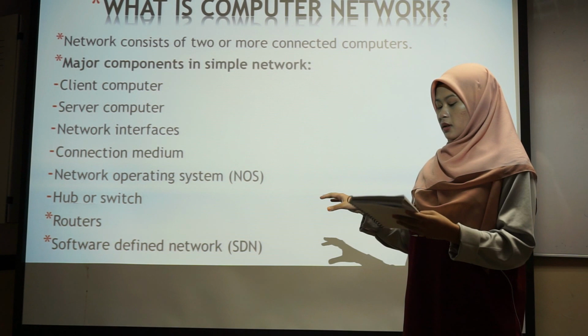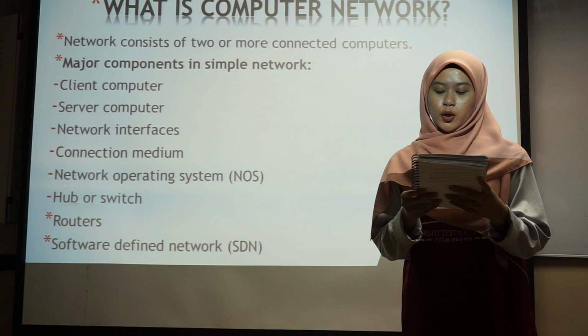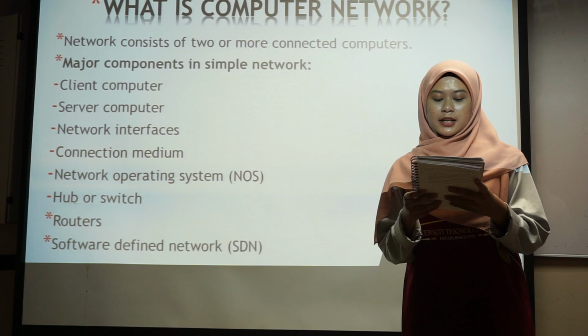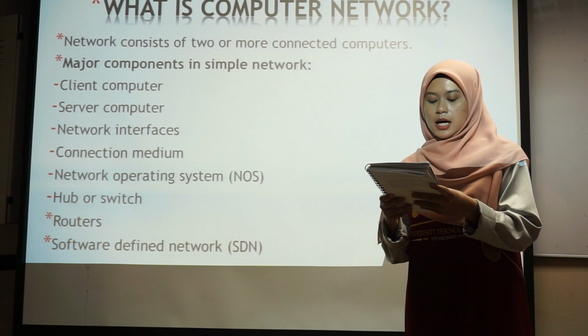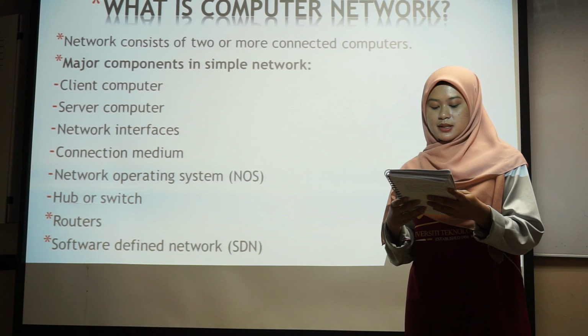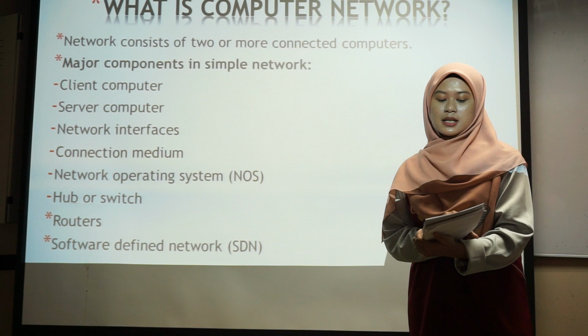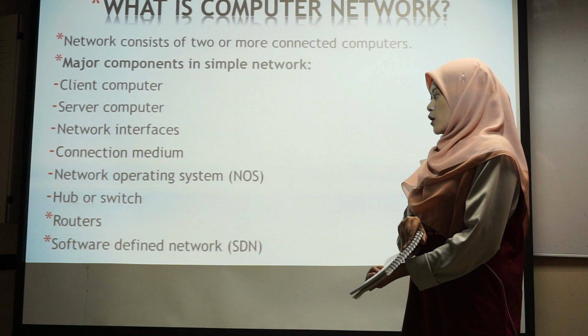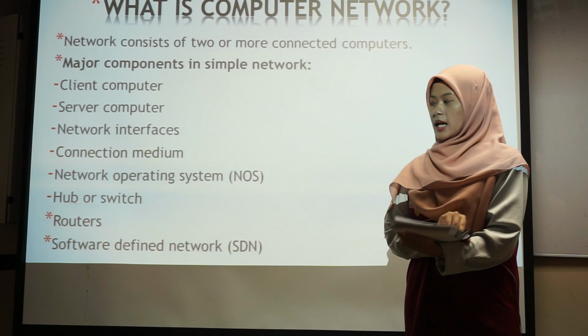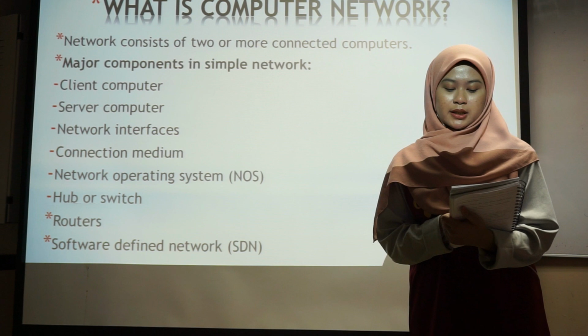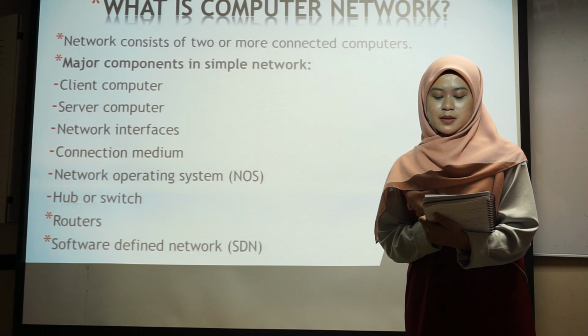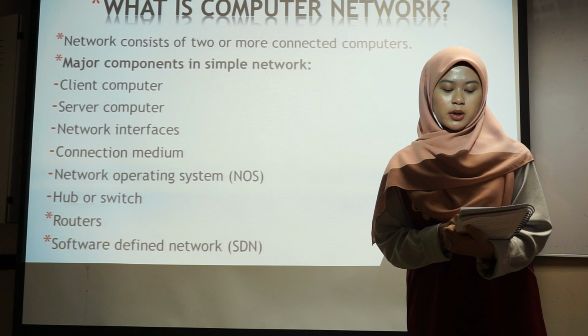Network operating system is software that manages communications on networks and coordinates network resources, and it resides on every computer or on a dedicated server computer. Hub or switch. A hub is a device that connects network components, sending packets of data to all connected devices. And a switch is like a hub, but it can forward data to specific destinations. A router is a network device to connect two or more networks. And software-defined networks is an approach to cloud computing that facilitates network management and enables programmatically efficient network configuration in order to improve network performance and monitoring.